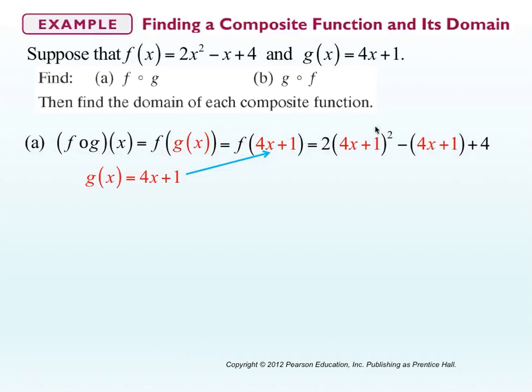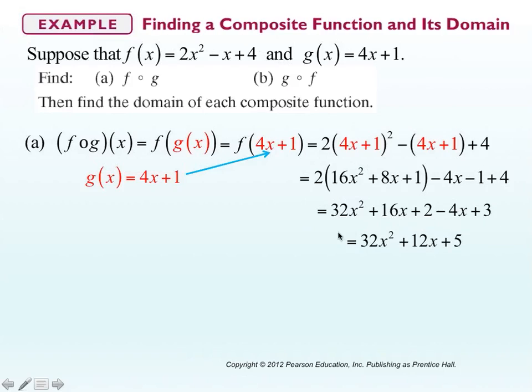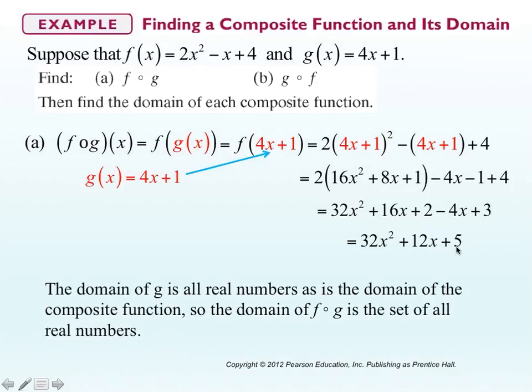So we're going to have 2 times (4x plus 1) squared, that's from this piece right here, minus (4x plus 1) plus 4. And we're going to go ahead and factor this out, FOIL it if you'd like, distribute the negative. So we have 2 times (16x squared plus 8x plus 1), and then we distributed this negative, so we have -4x minus 1 plus 4. And then distribute the 2 through, so we have 32x squared plus 16x plus 2 minus 4x, and we combined like terms here. -1 plus 4 gives us 3. And then we just have to finish combining the like terms. We should get 32x squared plus 12x plus 5.